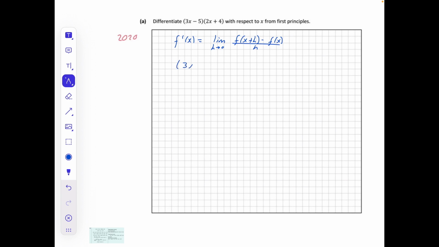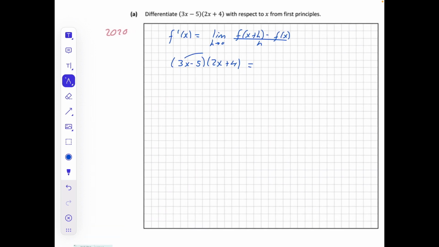Okay, so the first thing I'm going to do is make that look a little nicer. So instead of writing it as 3x minus 5 multiplied by 2x plus 4, I'm just going to multiply out those brackets. I like when things are just a normal, straightforward quadratic or cubic. I don't like it with the bracket for first principles. We don't know how to do that, so we're just going to get rid of it. It'll make the question a lot nicer. So do out our multiplication.